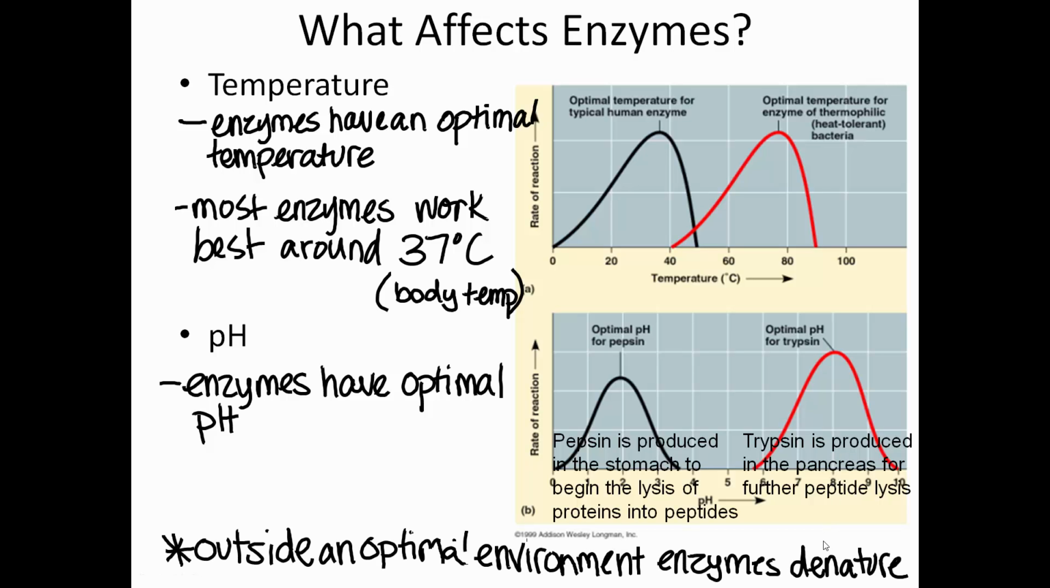Outside optimal environments, enzymes denature, they break down, and they don't work. So we need to keep 37 degrees, 98.6 degree body temperature in order for our enzymes to work, and we need very specific pHs in parts of our body to get these enzymes to work as well.